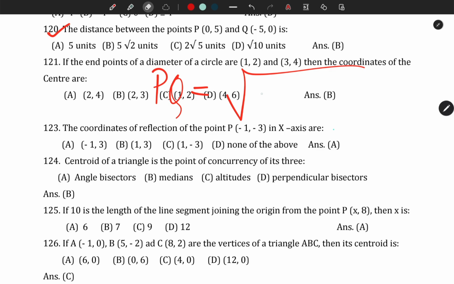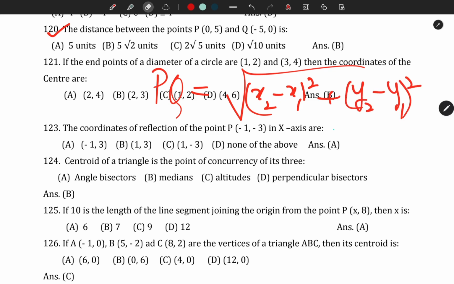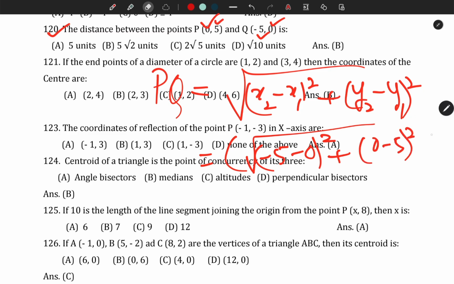Root over x2 minus x1 whole thing square plus y2 minus y1 whole thing square. So here x2 is minus 5, so you can write minus 5 minus 0 whole thing square plus y2 is 0 minus 5, so 0 minus 5 whole thing square.